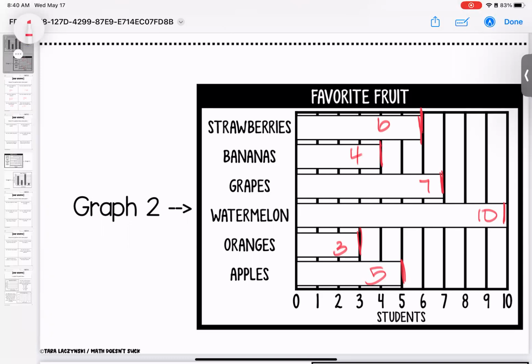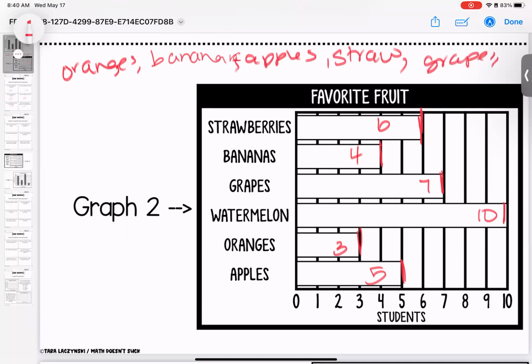So now our questions. Number 1 said to place the fruits in order from least to greatest. So that would be oranges, followed by bananas. And then we have apples. And I'll write this on the other page as well. Once we get there, strawberries. And then we have grapes and watermelon. So that's putting them in order from smallest to biggest or least to greatest.